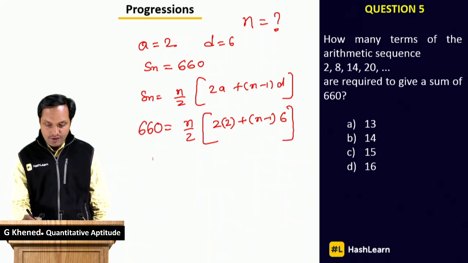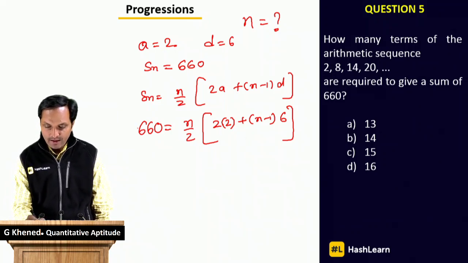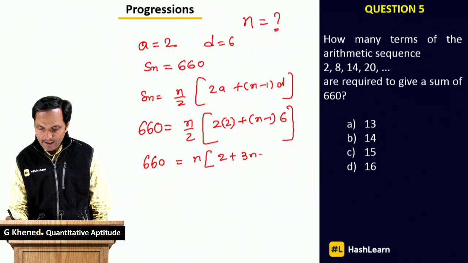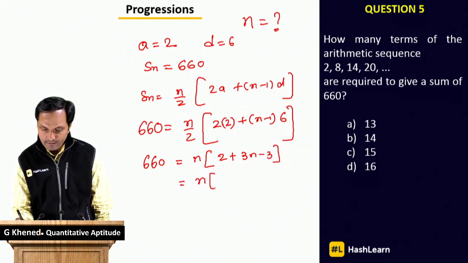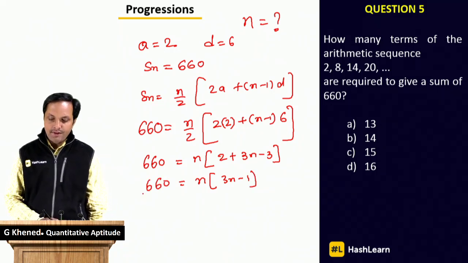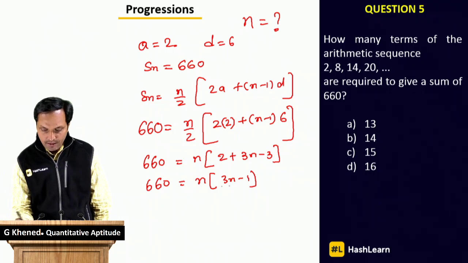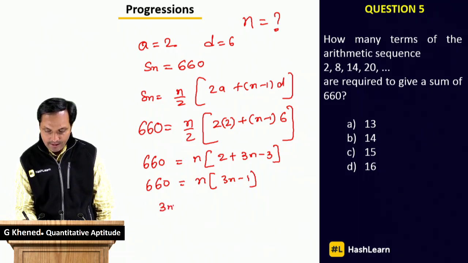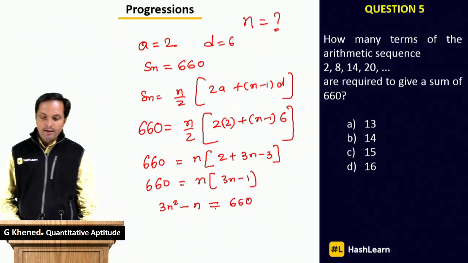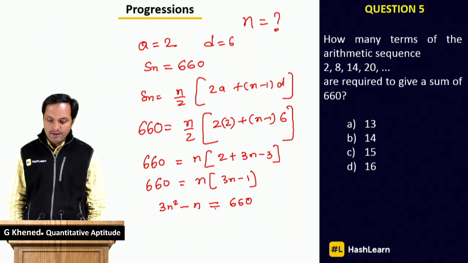So if you do the simplification, if you cross multiply here, or you can just divide it, so that you will get 660 n into, if you divide by 2 you will get 2 plus, if you divide by 2, 3n minus 3. So that will give you n, 3n minus 1, 660. So what does that give you? You will get 3n square minus n. 3n square minus n is equal to 660.